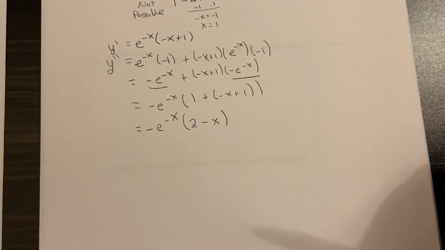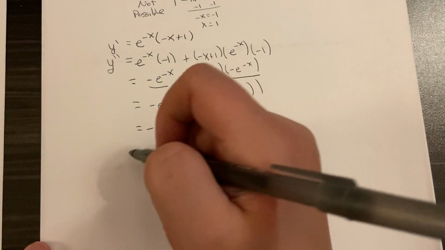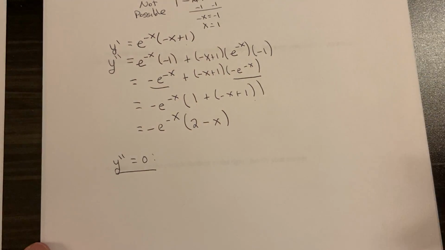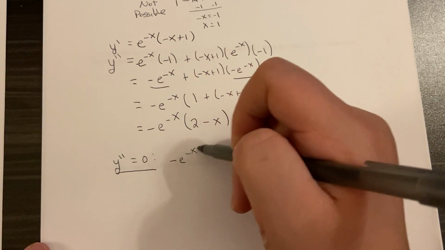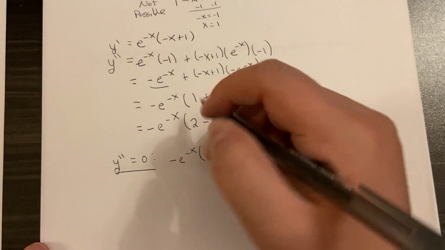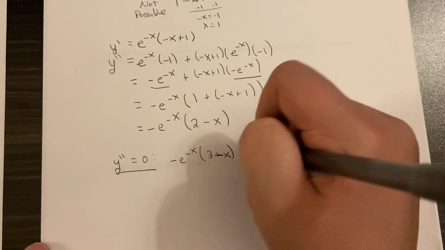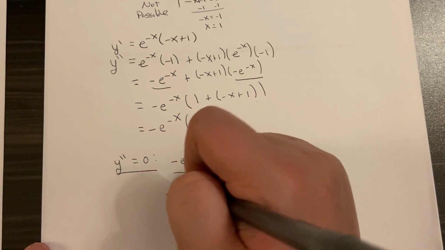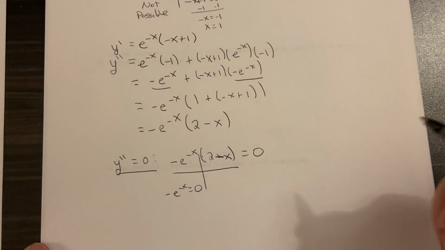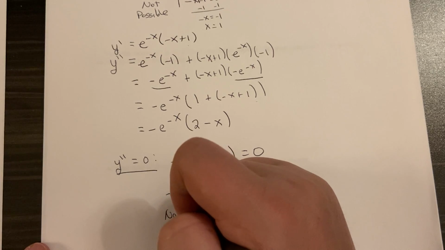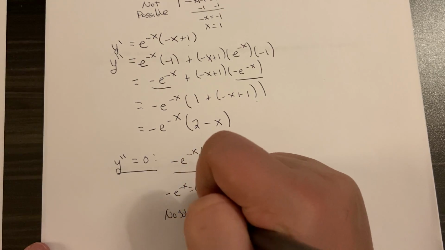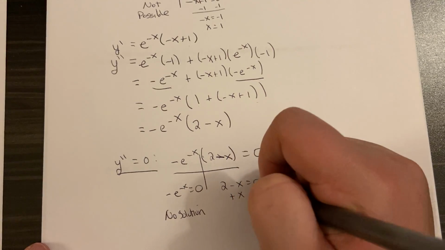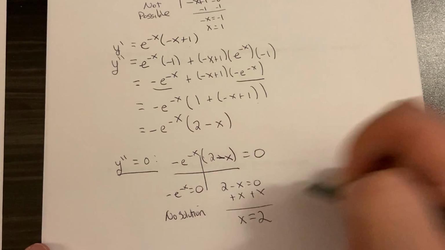Again, it's not going to be undefined anywhere. I don't really have any fractions. So I just need to find where the second derivative is 0. So if I set negative e to the negative x times 2 minus x equal to 0. Again, this is not possible. You cannot do that. There's no solution. But 2 minus x, if we add x, you get x is just 2.